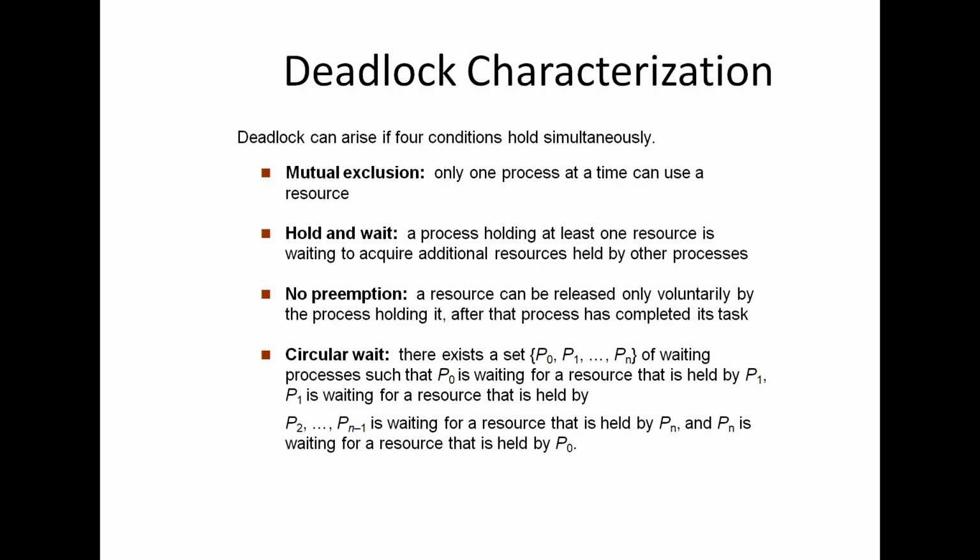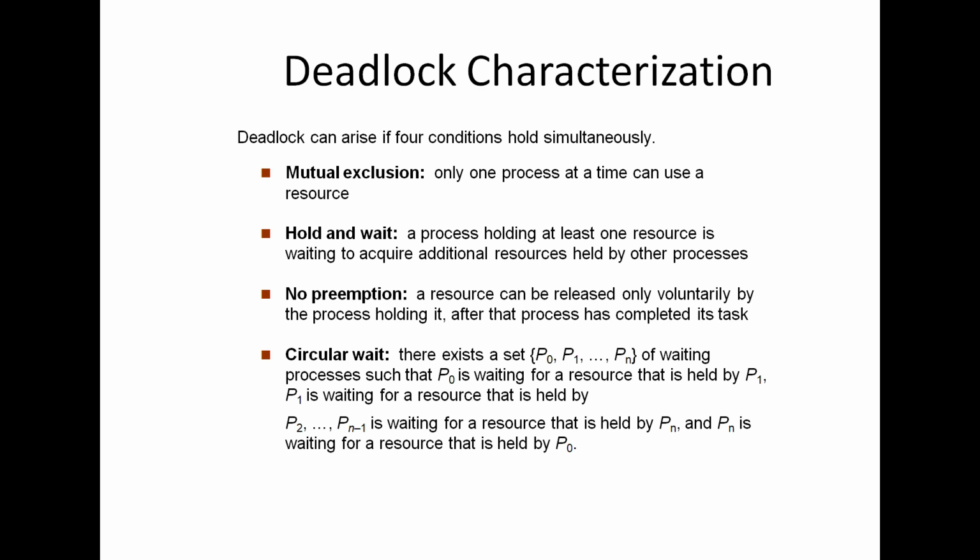So hold and wait means the process is holding at least one resource and is waiting to acquire an additional resource that is held by another process. The third condition is no preemption. No preemption means the resource can be released only voluntarily by the process holding it, after that process has completed its task. Once the resource is allocated to a particular process, only after completing its task may it release the resource. That is called no preemption.